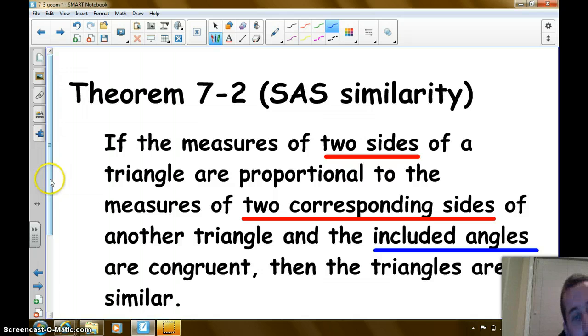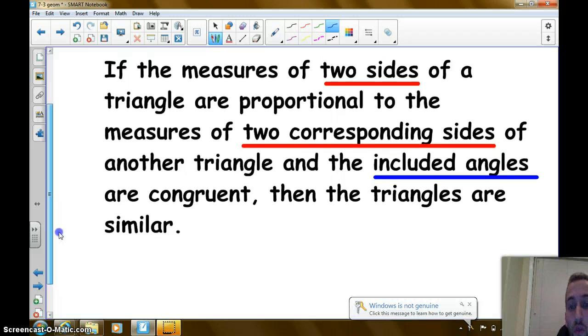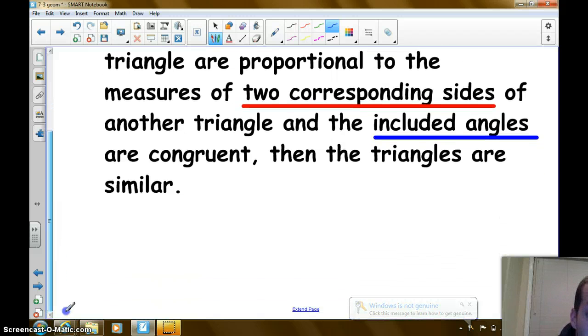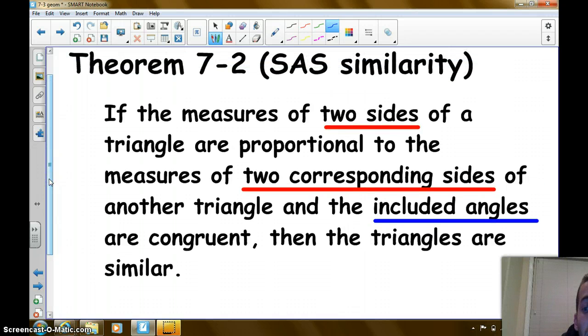And then you have the combo pack, okay, side, angle, side. Side, angle, side: two corresponding sides, and then the included angle. We'll take a look at an example of this one by picture, but the included angle is important. It has to be the one included, meaning, if you think of a V, this is the included angle for this side and this side. So we've got that.